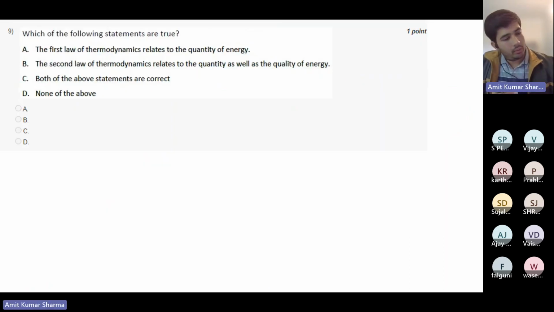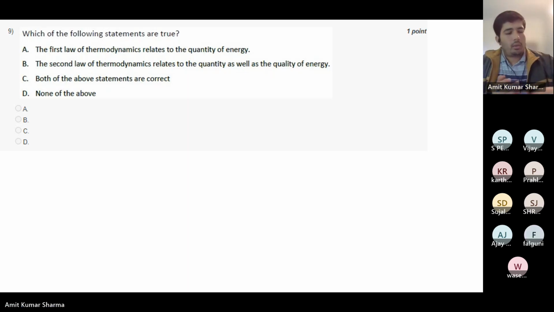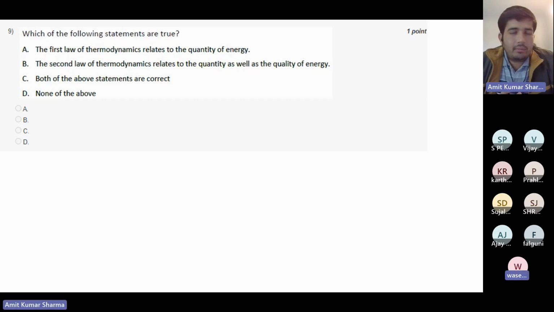Question number 9. Which of the following statements are true? We have 4 statements. The first law of thermodynamics relates to the quantity of energy. We have to move a little bit faster because we have more questions and only half an hour left. So anybody? Sir, option C. Both of the above statements are correct.